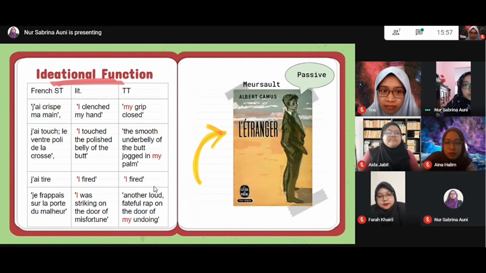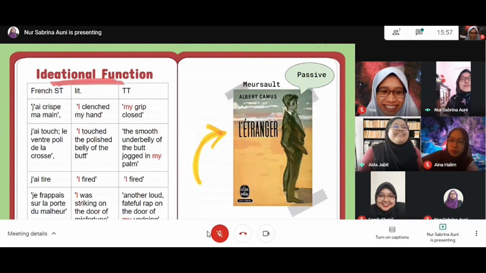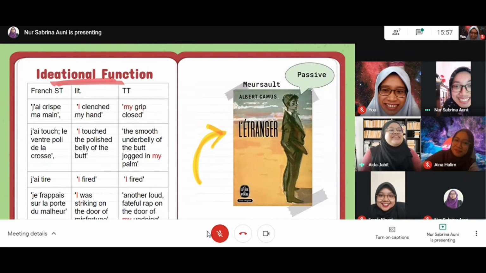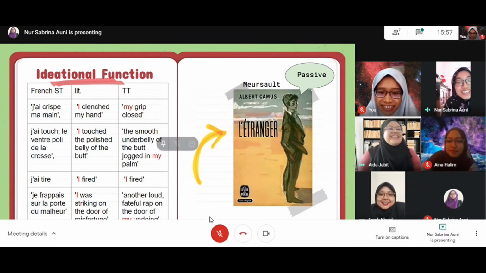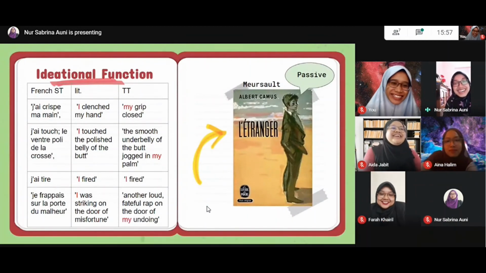From the passage from this étranger, do I pronounce it correctly? I don't know because it is in French. So L'étranger. I think the pronunciation is l'étranger. Yes, l'étranger. Okay, thank you so much.